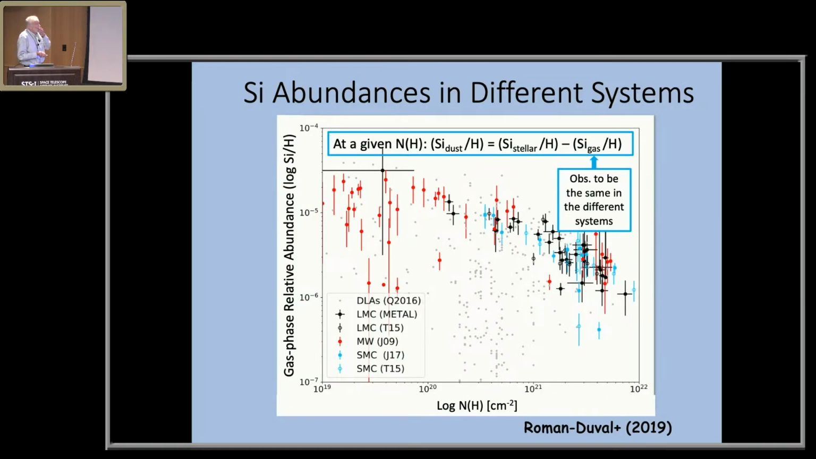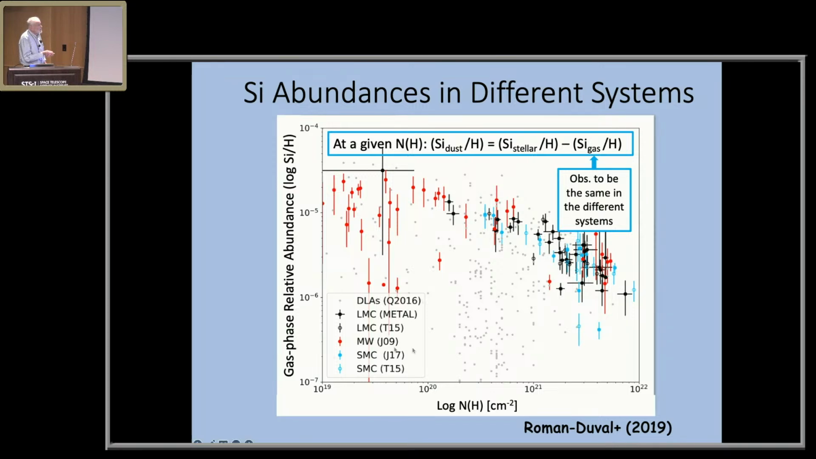Well, here's an interesting overview of what happens in these three systems. This is from a paper that Julia published some time ago. And you can see there is a trend with the hydrogen column density. That is, the relative abundance of silicon to hydrogen decreases as you get an increasing column density of hydrogen. But also you find that this trend is the same in the three different systems.